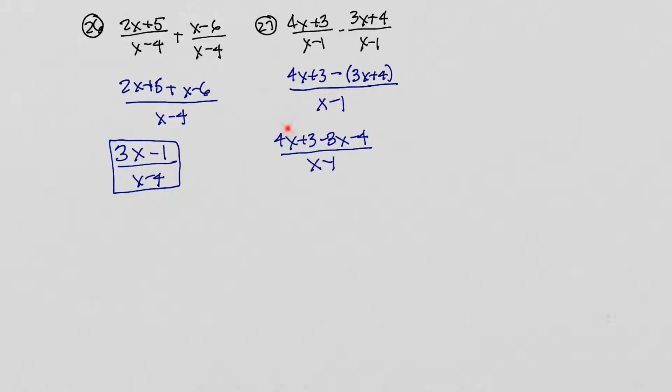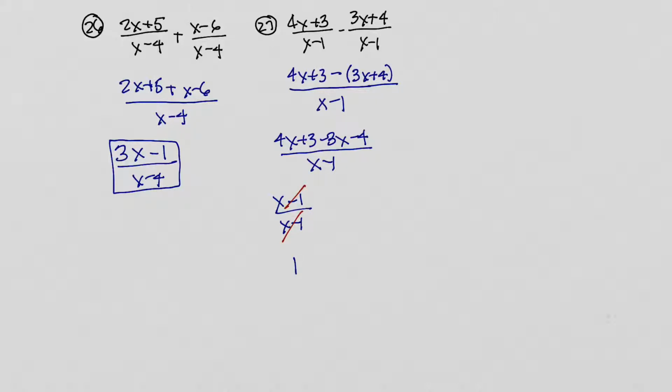And then 4x minus 3x, that's just an x. And then we have 3 minus 4, that's negative 1. And the denominator is x minus 1. And those are going to cancel, and we're going to end up here with just 1. Now remember, when you draw these cancellation lines, there's really a 1. X minus 1 will go into x minus 1 one time.